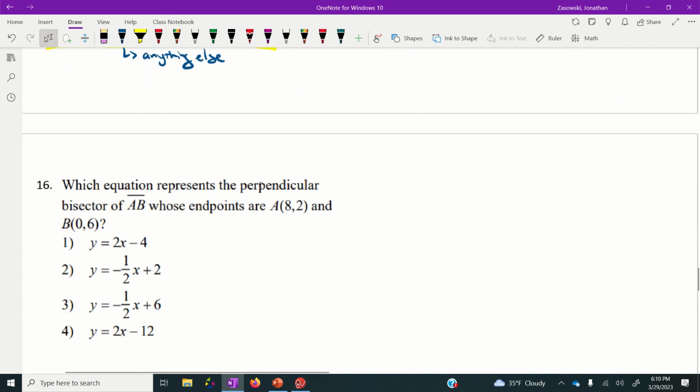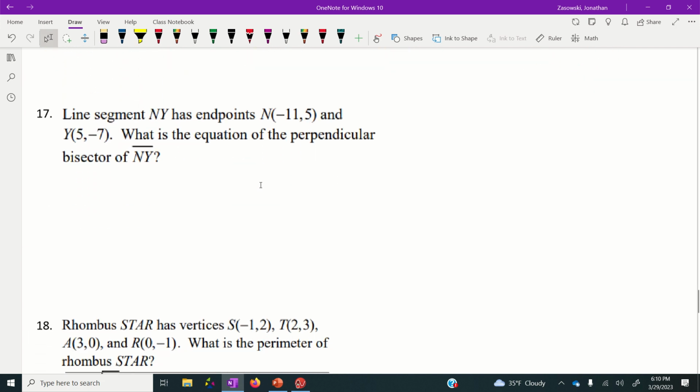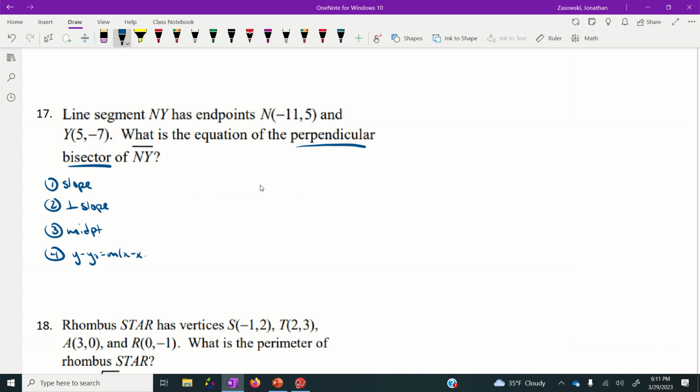All right, on to number 17. What is the equation of the perpendicular bisector? So remember, we talked about 4 things we need. We need the slope. We need the perpendicular slope. We need the midpoint. And the last thing we need is our equation. All right, and keep in mind, we're putting the perpendicular slope and the midpoint in for x1 and y1 here, okay? So use the perpendicular slope, not the original slope.